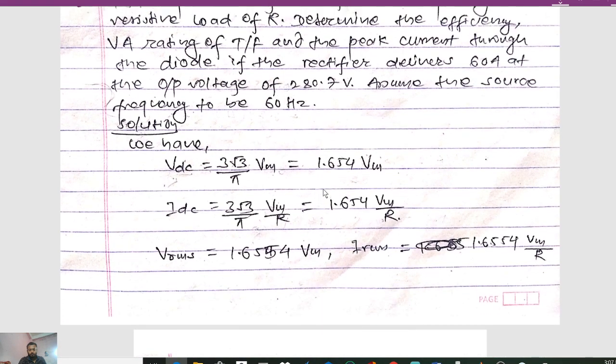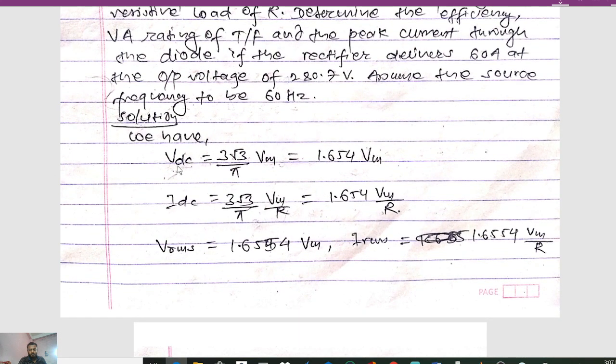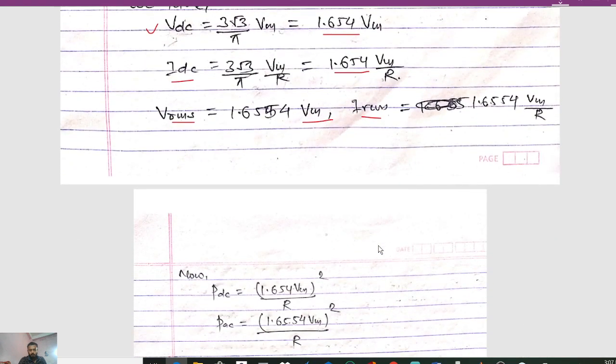So here we have the 3-phase bridge rectifier. We have the formula VDC equals 3√3 upon pi into Vm. So just remember this formula, and if you solve this, you will get 1.654 Vm. And similarly IDC will be 1.654 Vm upon R, and VRMS will be 1.6554 into Vm, and IRMS will be 1.6554 Vm upon R. So you just need to remember the formula.